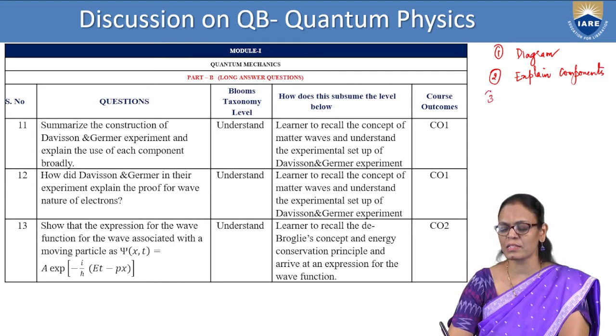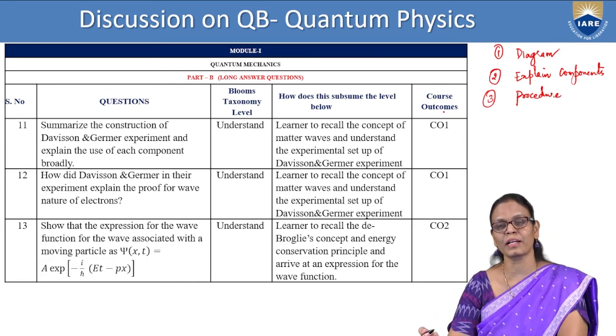And the third thing is the procedure of how we are doing the experiment, how the electrons are emitted, how they bombard the nickel crystal, how they are diffracting, and how we collect them with the help of a detector and measure the angles.